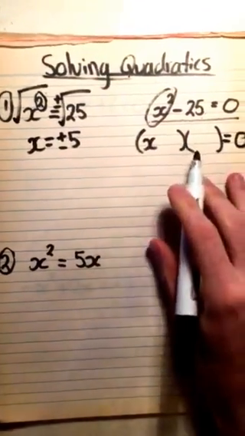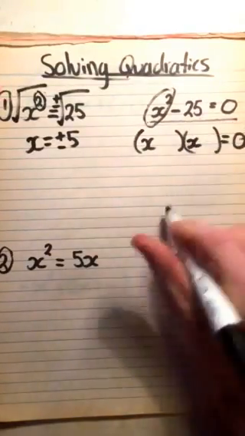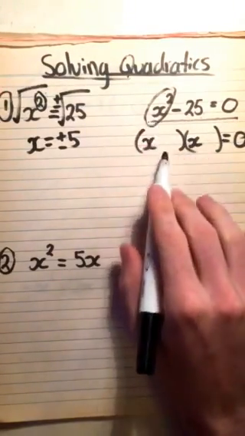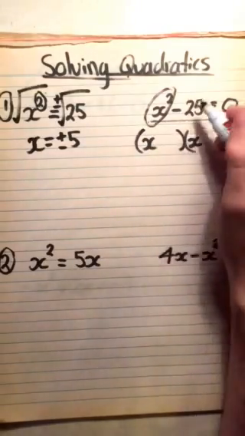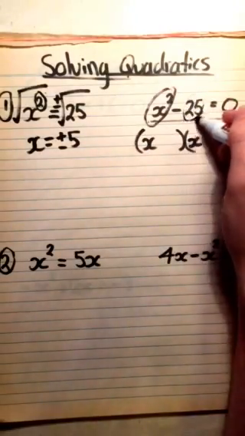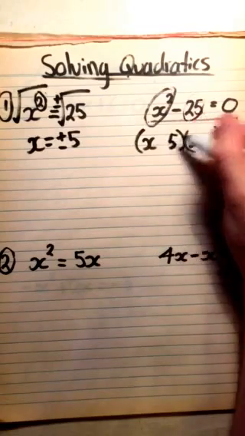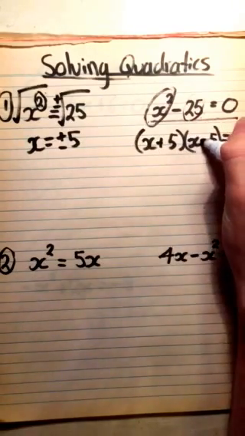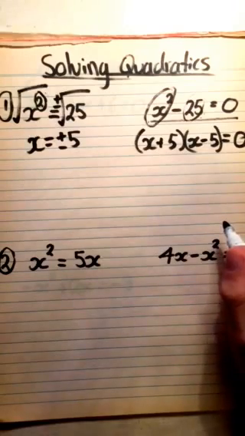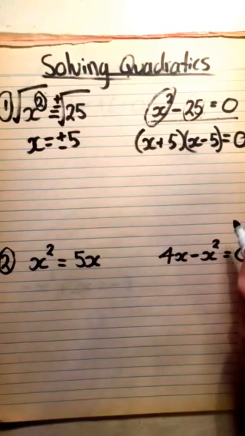And we know that in the first part of each bracket, we have the x, because that's the square root of x squared. And in the second part of each bracket, we have the square root of 25, which is 5. And we know that because it's difference of two squares, we put a plus in one of them and a minus in the other one. And it doesn't matter which order you do that.